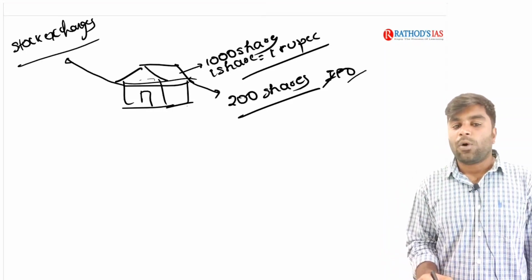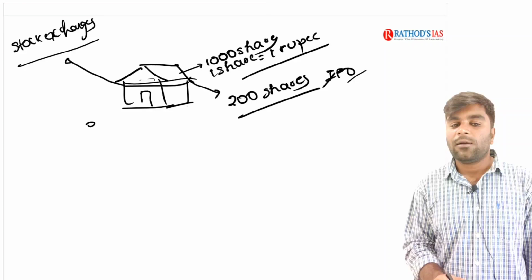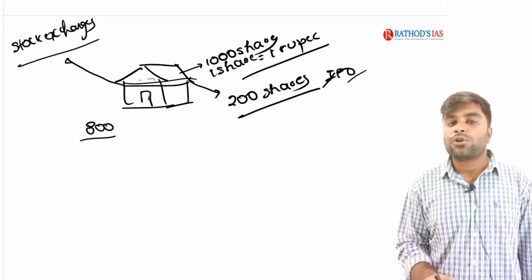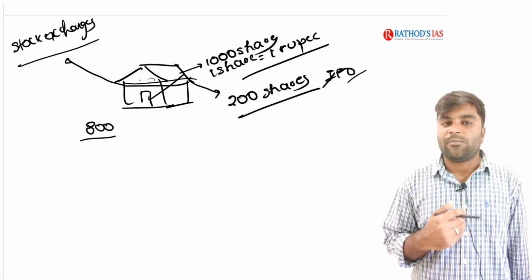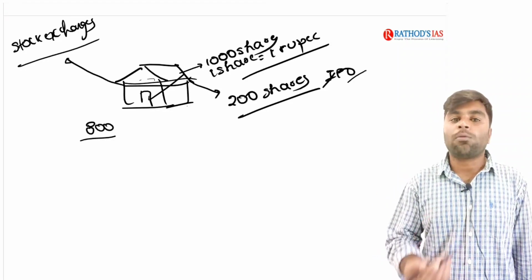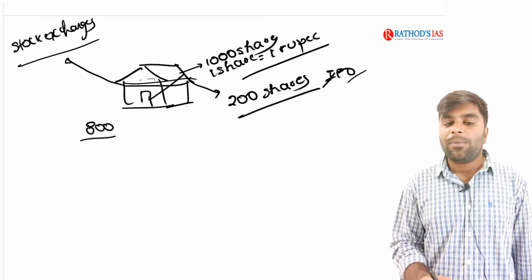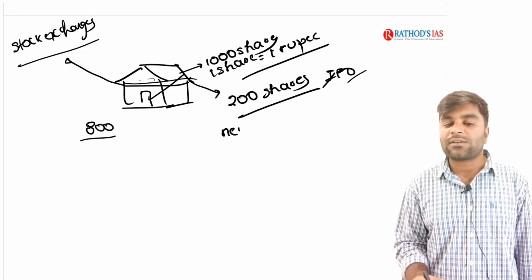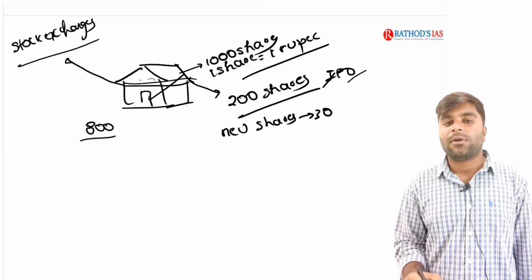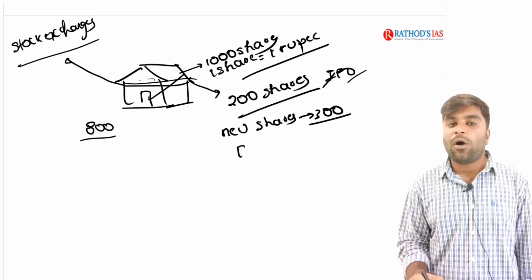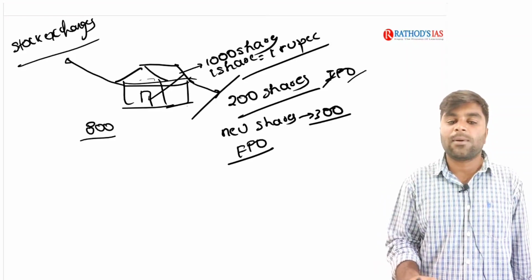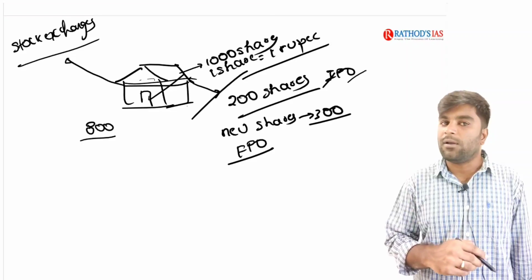Now what are the shares available with the company right now? 800. Now understand, if the company wants to expand its business into different locations, the company wants more money. Imagine the company issues new shares again, 300. This is called a follow-on public offering. If the company issues new shares again after the initial public offering, we call it a follow-on public offering.